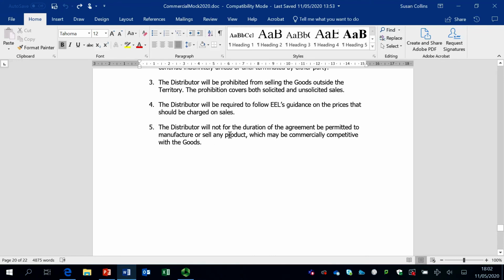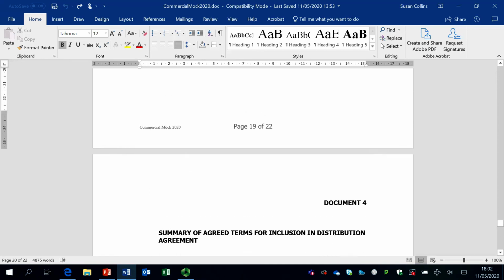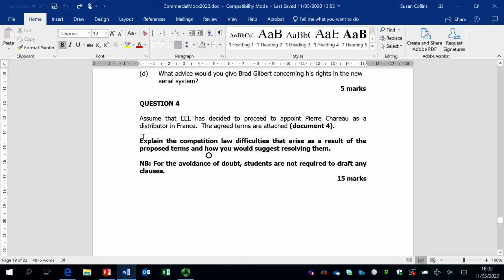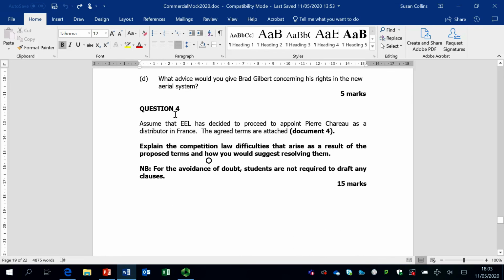And then in relation to the non-compete clause, it would be safest to amend that so that the restriction is for less than 5 years. Right, so I'd leave the term alone. The agreement can last for longer, but limit the restriction in clause 5 so that it doesn't exceed what's permitted by the block exemption. So you can see there that I've answered that question. I've explained the difficulties and also how you could resolve them, and I haven't drafted anything. So that's question 4 answered. I've been through all of those questions, and remember, you may have more questions than 4, but it will only ever add up to 85 marks.